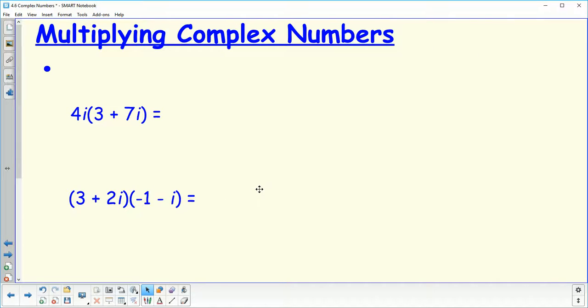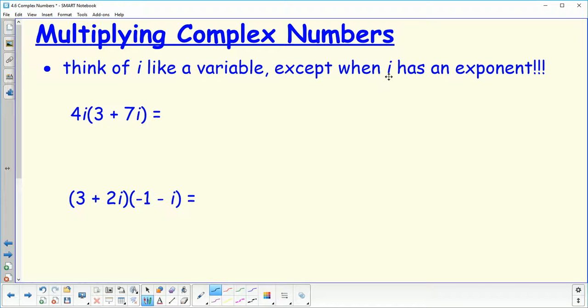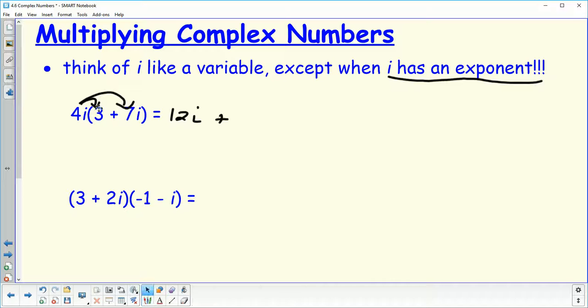Okay, multiplying is going to be basically the same idea. We still want to treat it like a variable, except when i has an exponent. So that's the important piece, when i has an exponent. Here we would just distribute like we have been doing for years now. So 4i times 3 is going to give us 12i plus 4i times 7i. Well, the 4 times 7 gives us 28, and then just like a variable, if it were x times x, we'd have x squared. This gives us i squared.